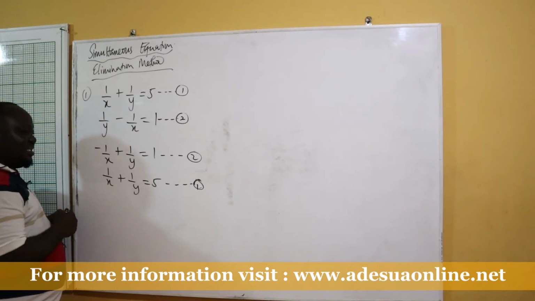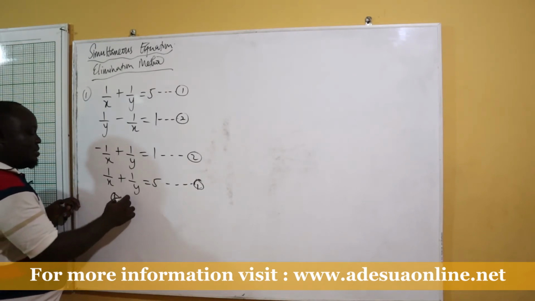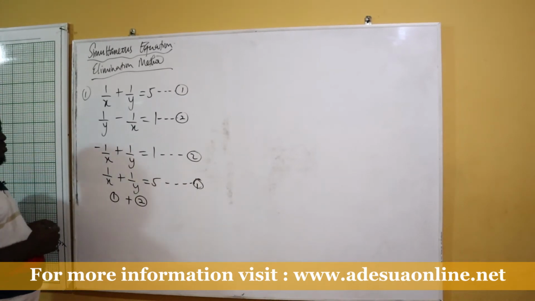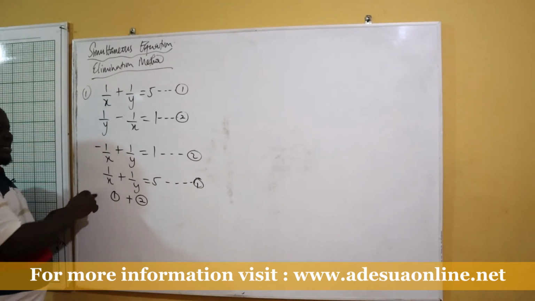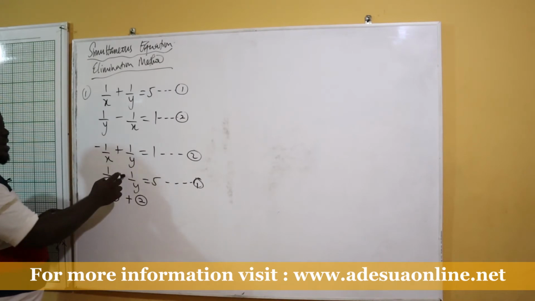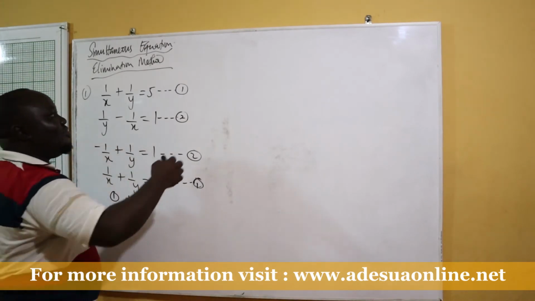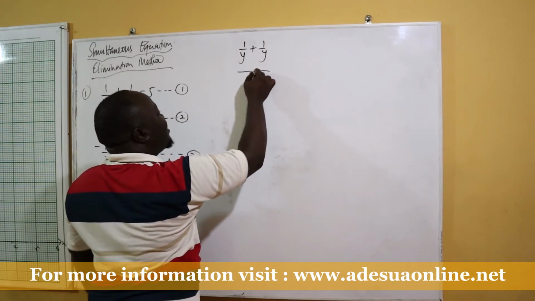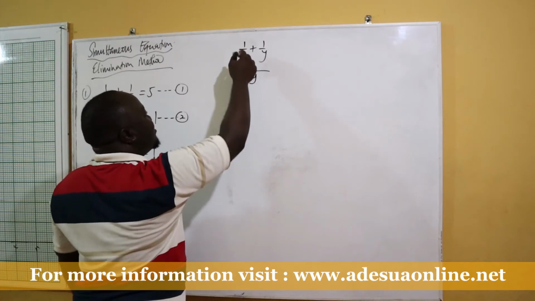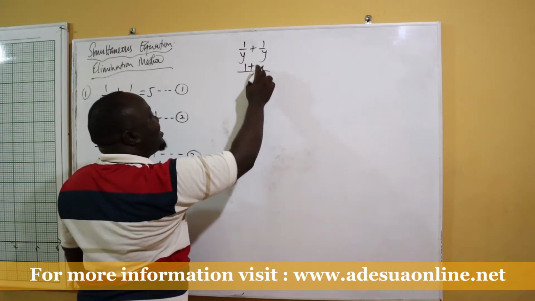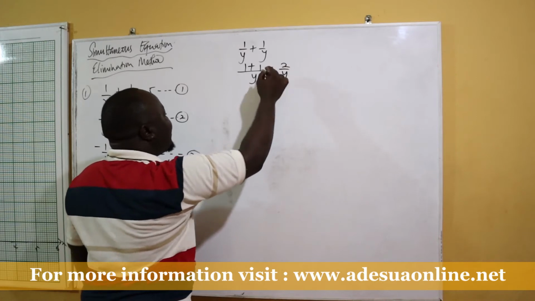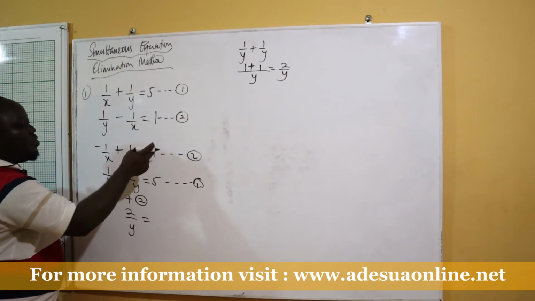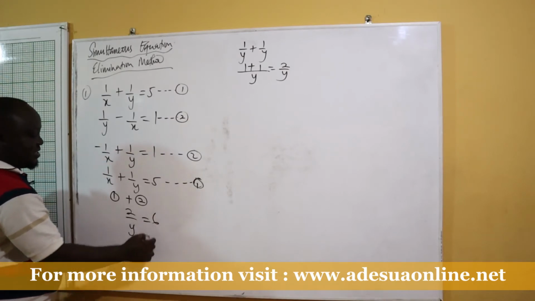But let's start by eliminating x. Let's add equation 1 plus equation 2. So if we add equation 1 plus equation 2, minus 1 over x plus 1 over x is 0. And we shall have 1 over y plus 1 over y. If I have 1 over y plus 1 over y, you realize that our LCM is y. y will go into y 1 times, 1, plus y will go into y 1 times, 1. We shall have 2 over y. So this is going to give me 2 over y is equal to 1 plus 5, which is 6.